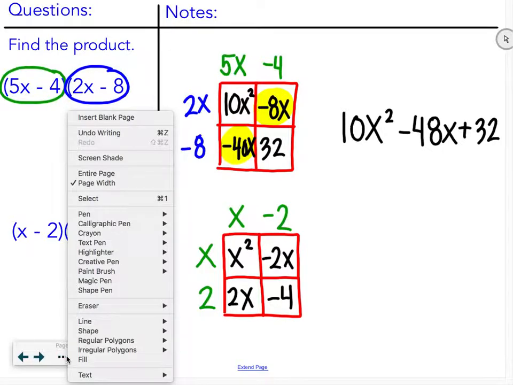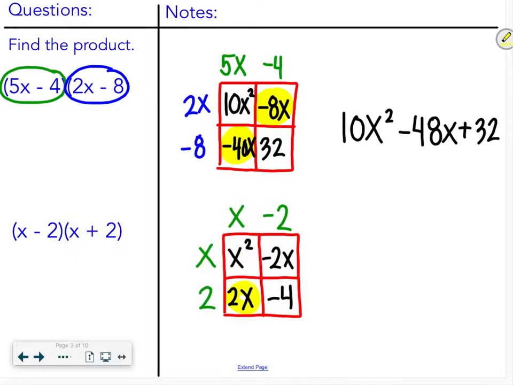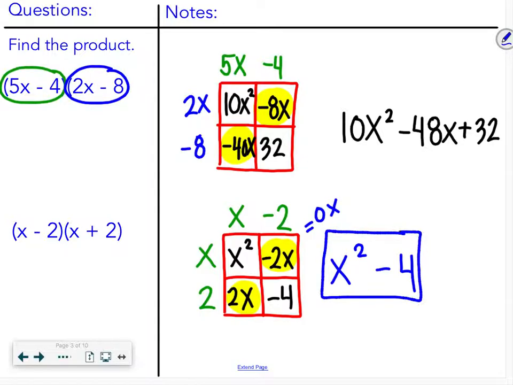What you'll notice happened on this one is that our like terms make 0: 2x and negative 2x equals 0. So you leave that middle term out, and you just write x squared minus 4. Don't write 0x. Don't write any middle term. If your terms make 0, you'll just end up with an answer that looks like that.